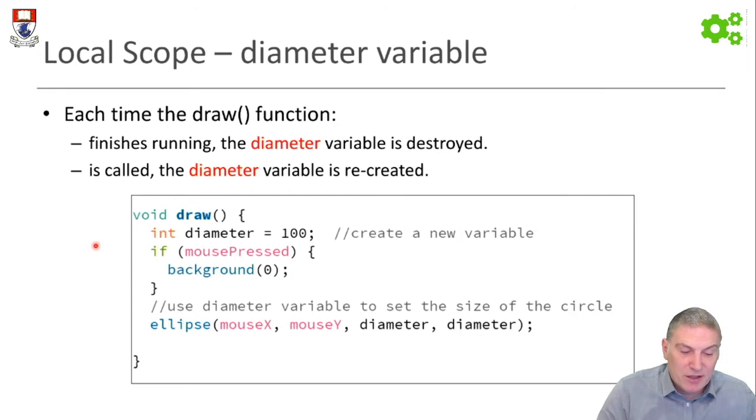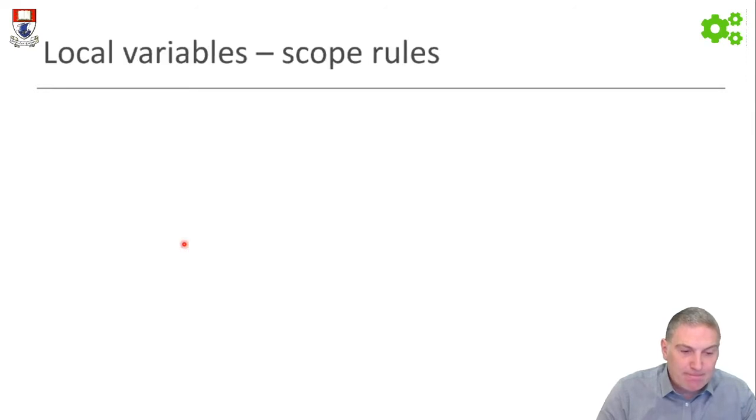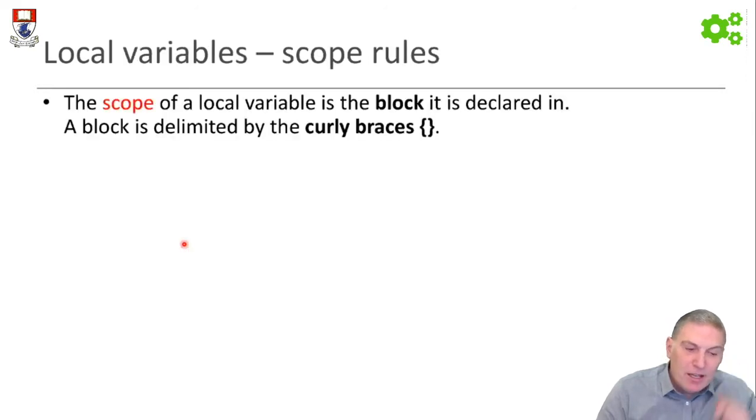So in other words, this line of code creates a new variable called diameter. We can use that variable throughout the function, but when the function exits, in other words, once it's completed everything, it deletes or destroys this variable diameter from memory. So our program no longer knows about diameter when the draw function completes. The scope of a local variable is the block it's declared in, and a block is delimited by curly braces.